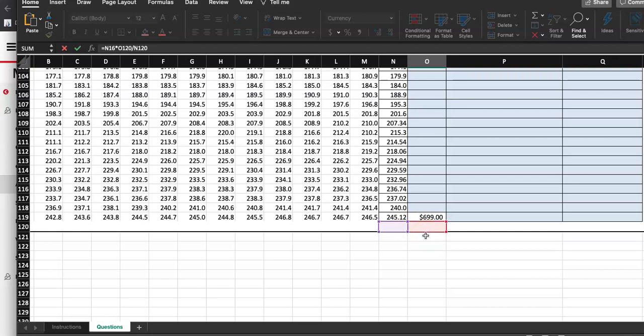What it did was, as we shifted down to the next cell, it shifted down our reference cell. But is that what we want? No, I wanted to keep on using 245.12, which is in N119 and O119, because that's the place where the iPhone price is saved. But every time I copy it down to the next cell, down and down and down, the reference will also get shifted down.